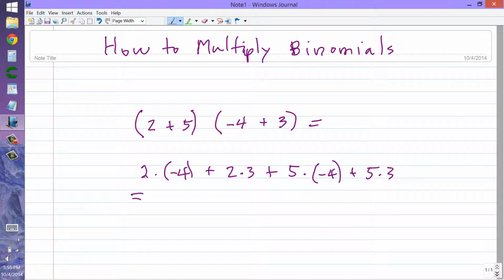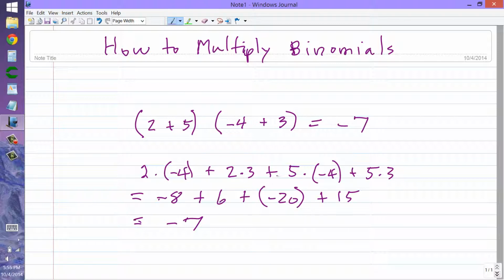Let's multiply them first. 2 times minus 4 is minus 8, plus 2 times 3 is 6, plus 5 times minus 4 is minus 20, plus 5 times 3 is 15. Minus 8 plus 6 gives us minus 2, plus minus 20 gives us minus 22, plus 15 gives us minus 7. So that's what we have for this expression.